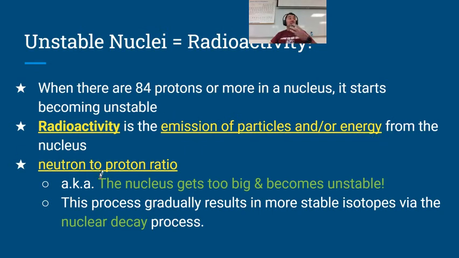Like I said, this is based on the neutron to proton ratio. Okay, so when the nucleus gets too big, it becomes unstable. This process gradually results in more stable isotopes. So what that means, as those nuclei start to get unstable, they start shooting off protons or neutrons or electrons or whatever for the purpose of becoming more stable. So as they get rid of protons and neutrons, that loss of the protons or neutrons makes them more stable.